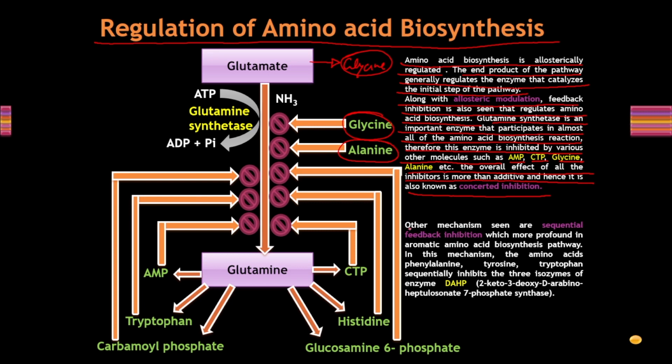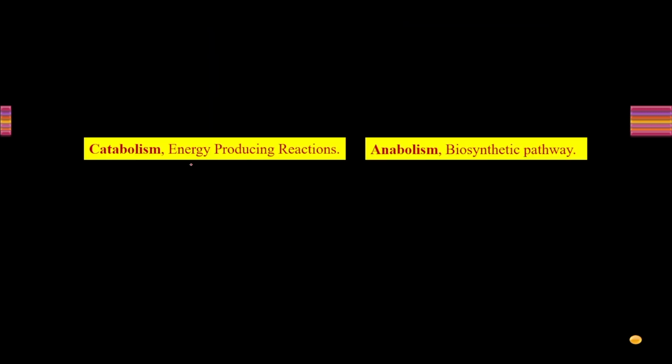So other mechanisms seen are the sequential feedback mechanism, which is more profound in the aromatic amino acid biosynthetic pathway. In this mechanism, the amino acids phenylalanine, tyrosine, tryptophan sequentially inhibit the 3 isozymes of the enzyme called DAHP, or 2-keto-3-deoxy-D-arabino-heptulosonate 7-phosphate synthase. So this is all about the catabolic reactions that we have discussed, and the anabolic reactions.